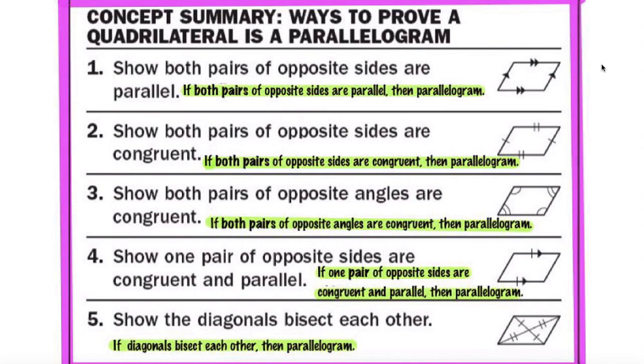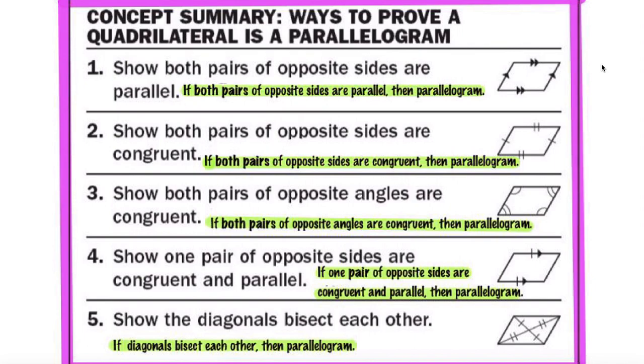So we're going to use these reasons. Sometimes they're going to give us a picture, or they might give us a description and things that they're telling us are congruent to each other. And you might just have to say which reason you are using. Sometimes they're going to give you 4 points and ask you to use formulas to determine if it's a parallelogram or not. And those formulas would be the slope formula, the distance formula, and the midpoint formula.